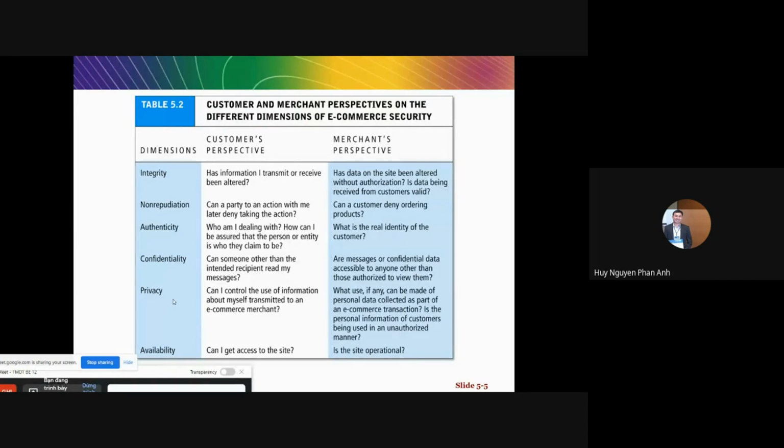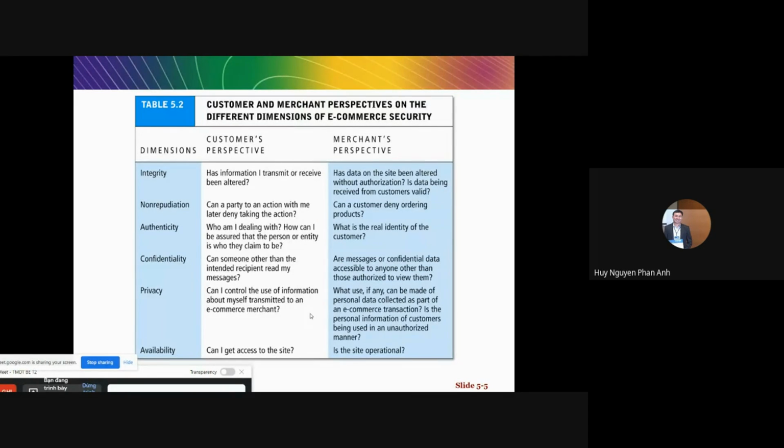The next one is privacy. Can I control the information about myself? We should prevent personal data from being collected as part of an e-commerce transaction. Usually it's a really hard task, because nowadays we use several apps, and they will ask for permission to access your libraries, your photos, your contacts, etc. And of course, when you want to use those apps, you just say yes, I agree. And cookies can track your historical activities online. So that's privacy, and we should be careful about it.